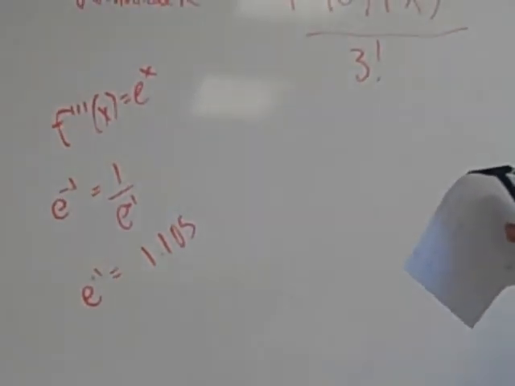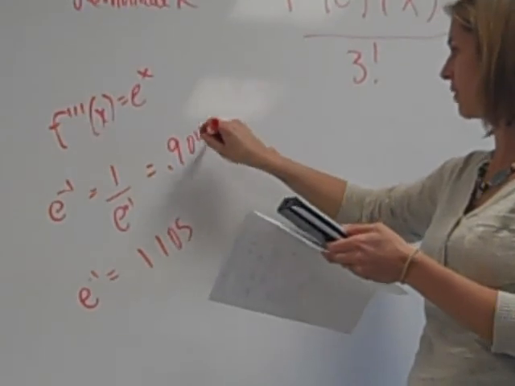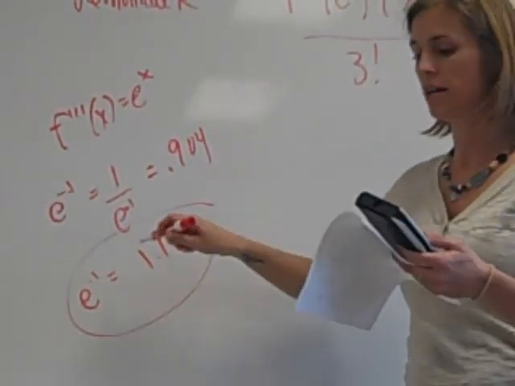Is this a calculator test or no calculator test? Both. And e to the negative 0.1 is 0.904. Okay, so this one's bigger.